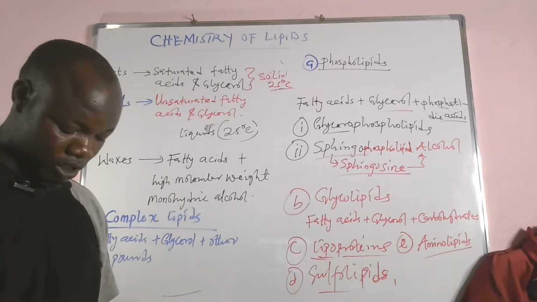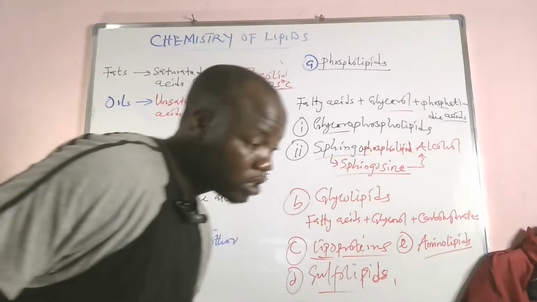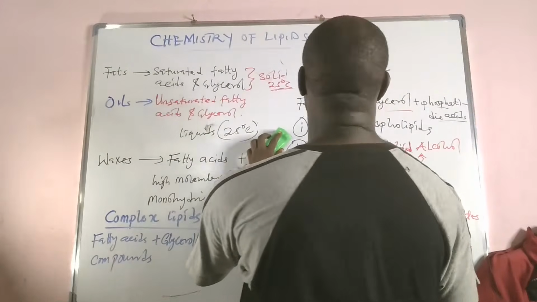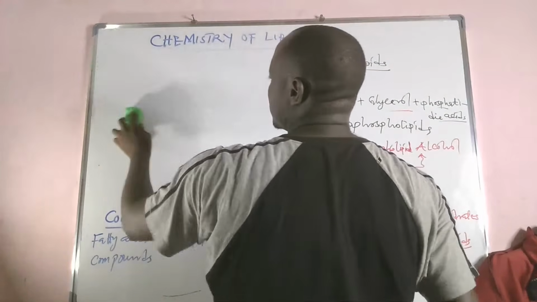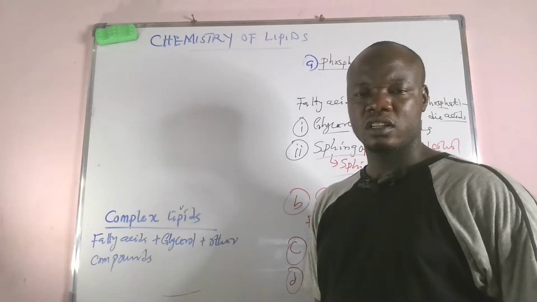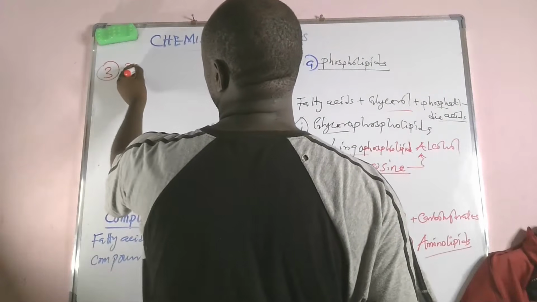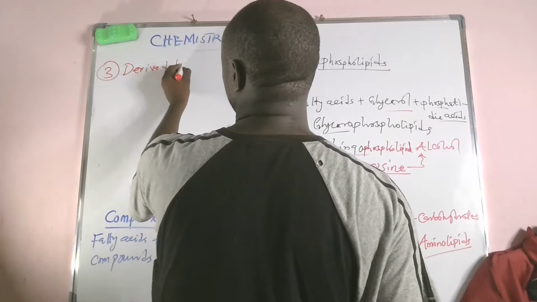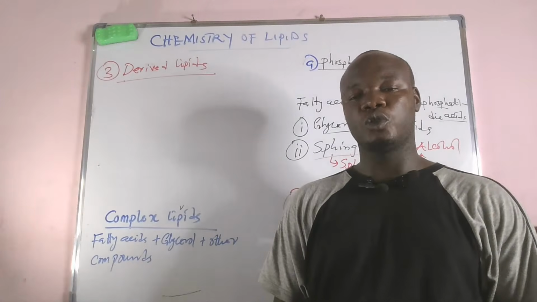So please, as I said, try as much as possible to understand most of these things that we are doing. So I think the next type of lipids that we are going to look at is derived lipids. Or can we stop here? Can we continue or should we stop here?